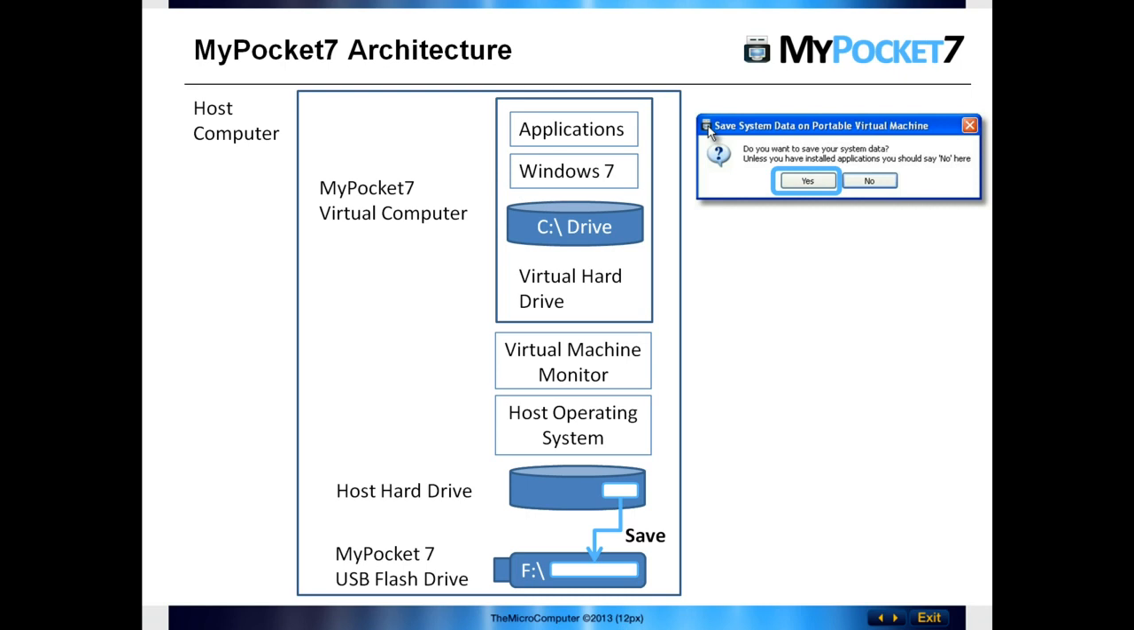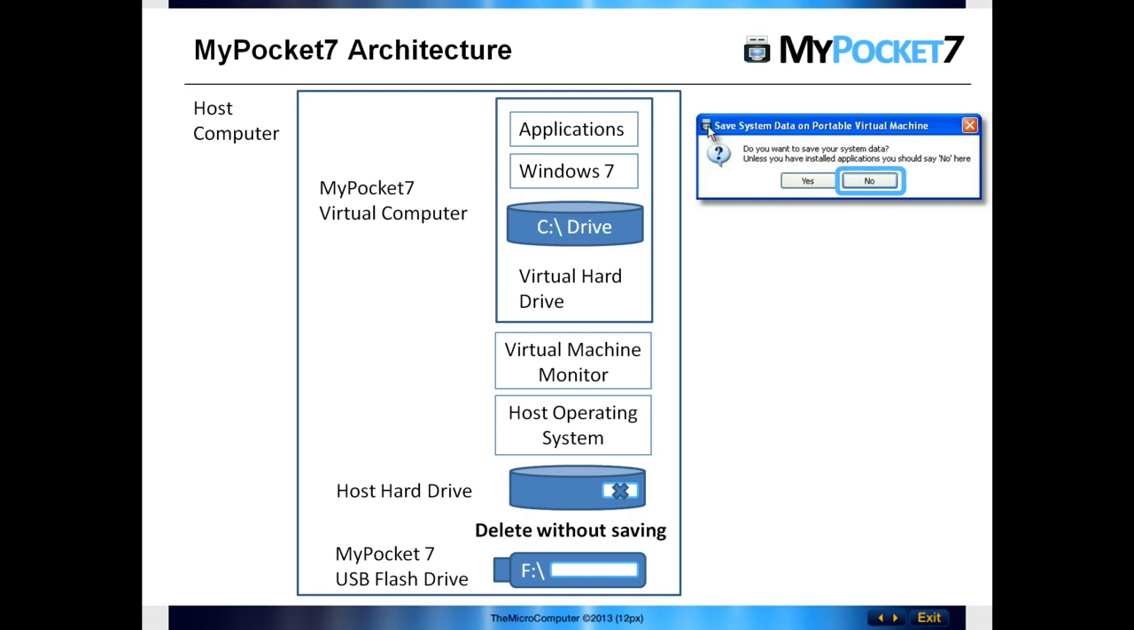After shutdown, the user is asked if he wants to save changes on the portable device. If the user answers yes, the data from the temporary files on the host system is committed and saved on the MyPocket7 portable storage device. After the data has been written to the host hard drive, it is deleted. Writing to a temporary file at runtime and merging the changes after shutdown makes the MyPocket7 fast but not secure.